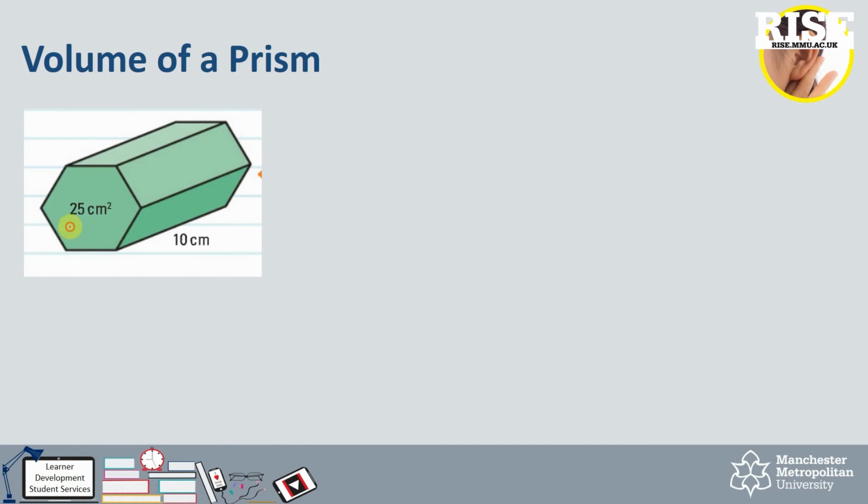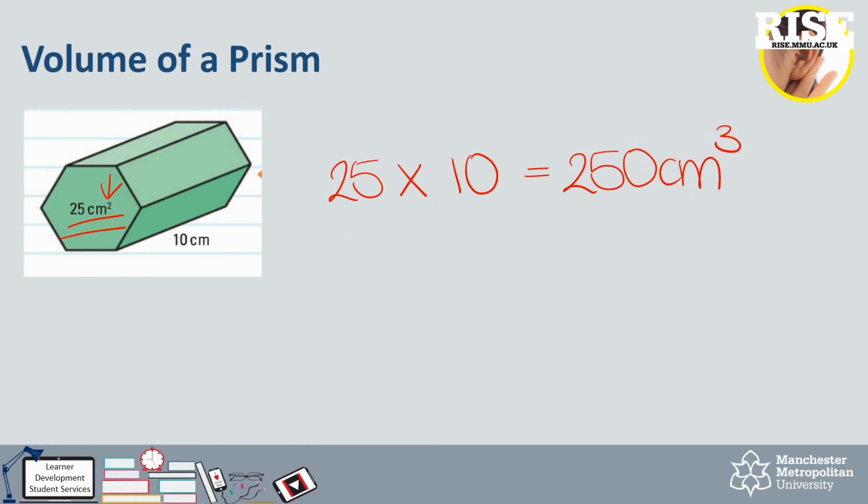I already know that the area of this hexagon is 25. That's indicated because it's got squared units. So all I really need to do then is multiply that area by the length of the prism, which is 10 centimetres. That means the volume of the prism is 250 centimetres cubed.